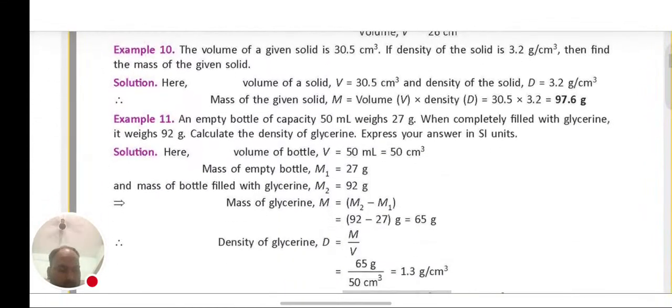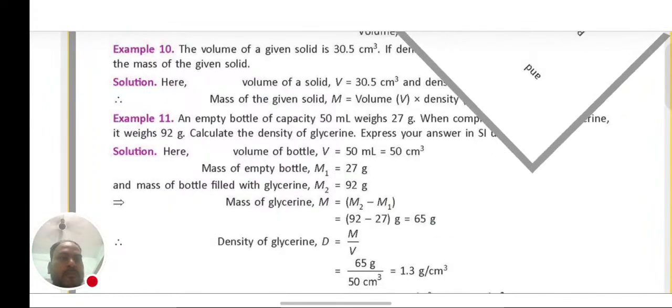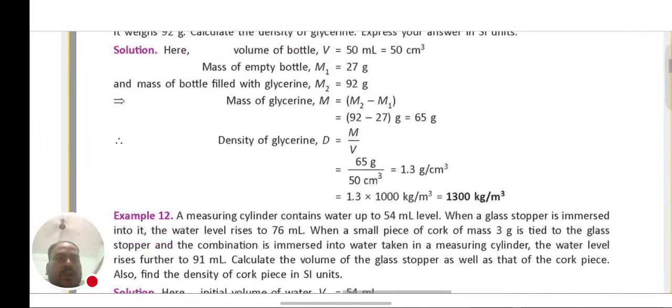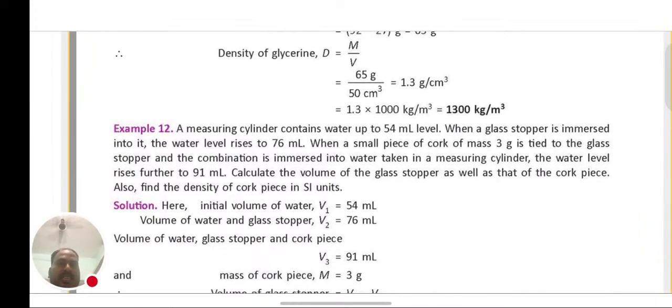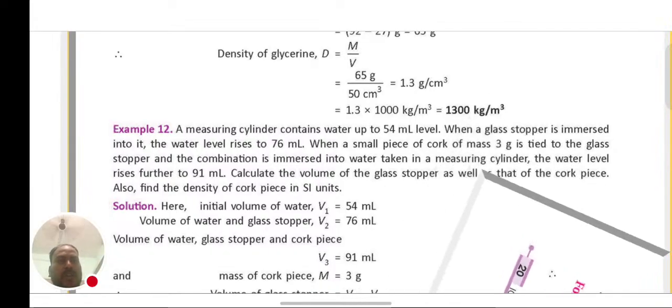Now in the next page, all the derivations and numerical problems are given on page number 21. Numerical problems are given, yes or not? Example number 9 to example number 12 are given. Now here we can see number 12, and we are going to discuss example number 12 here.